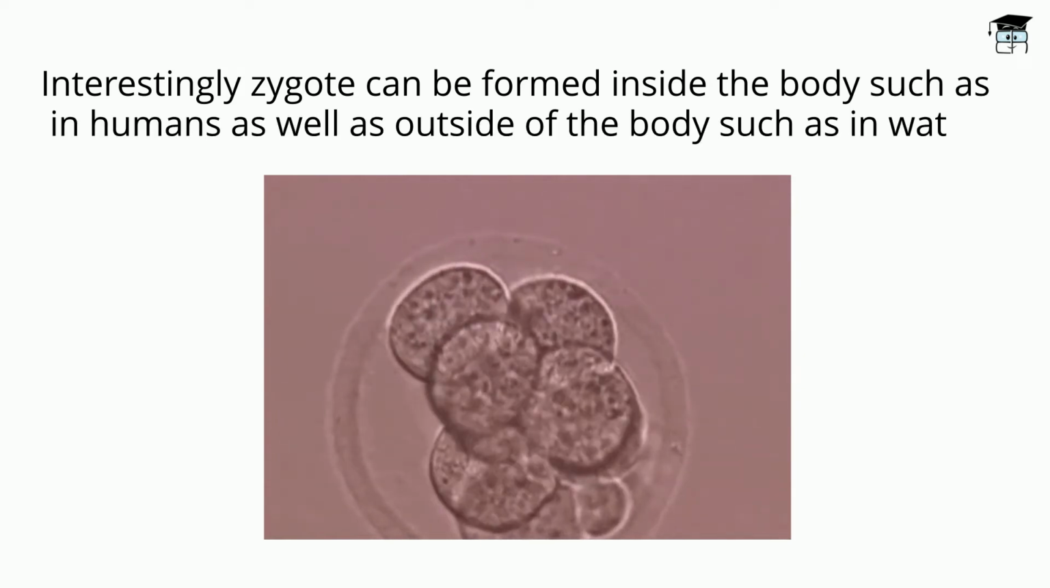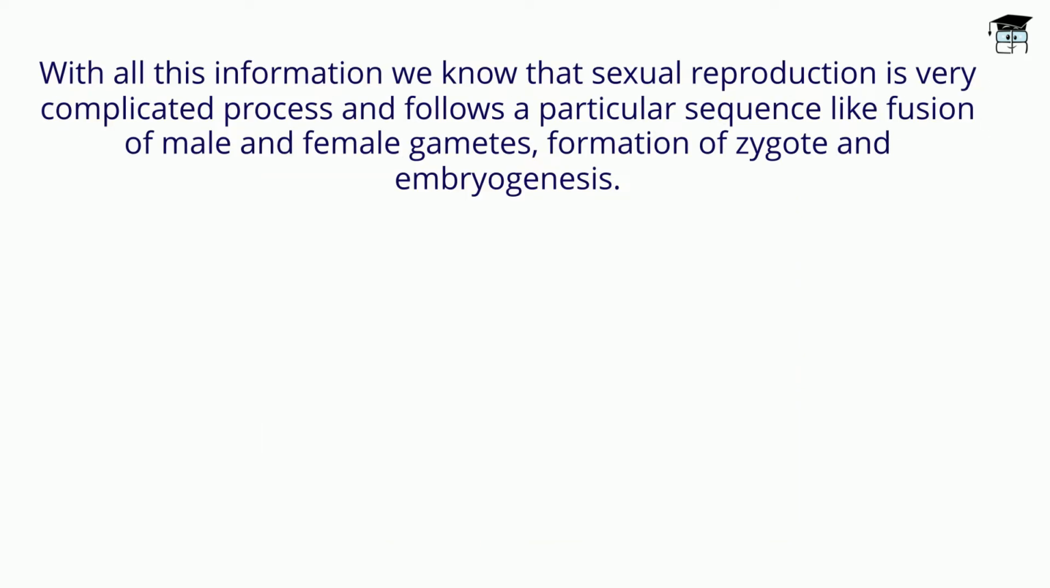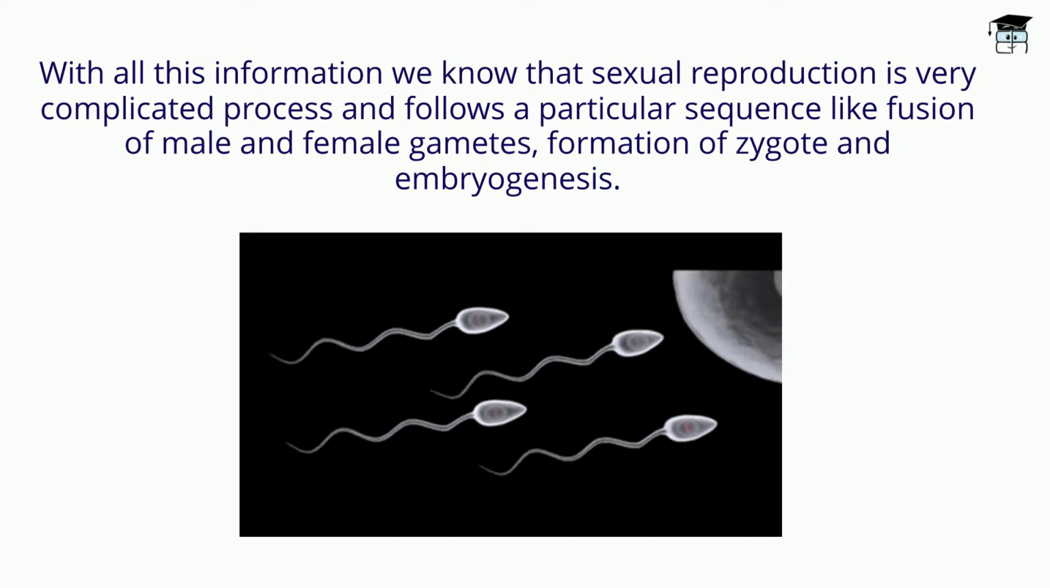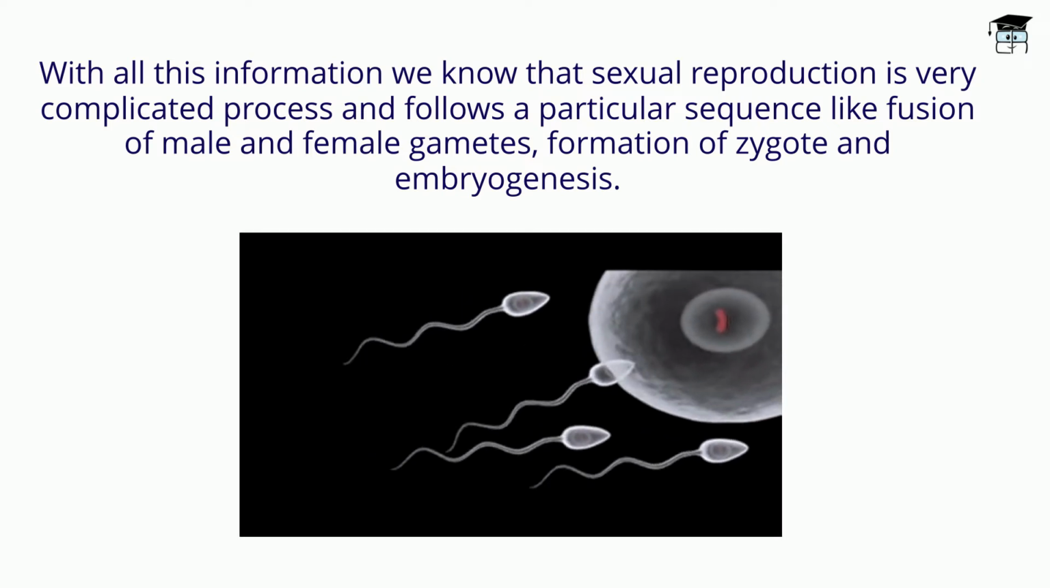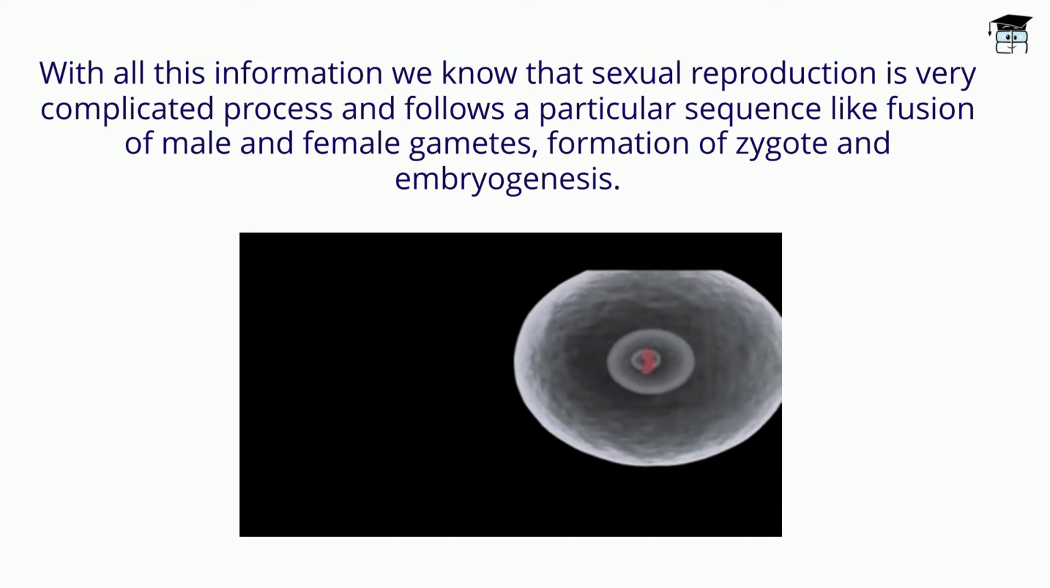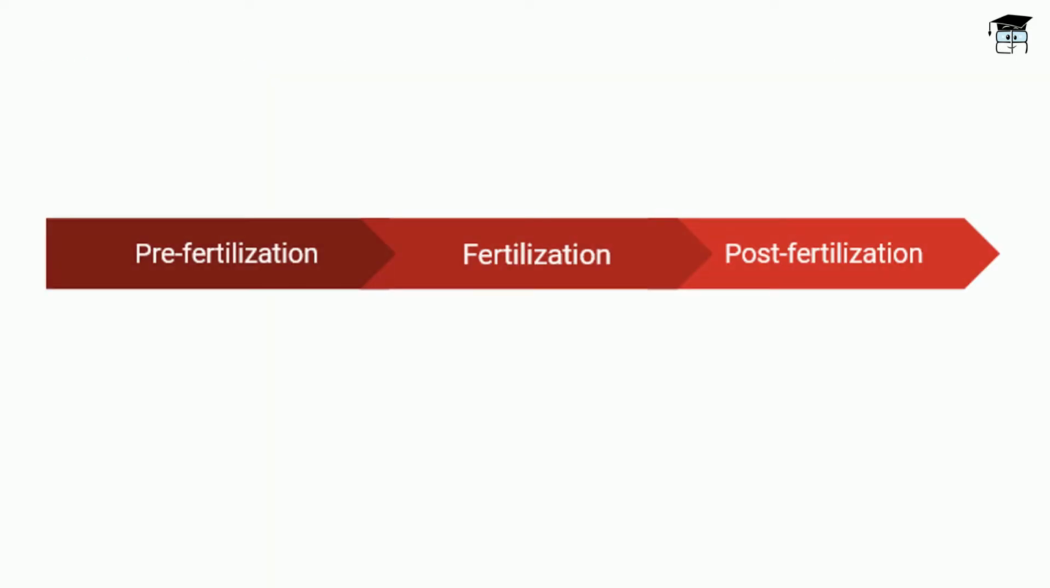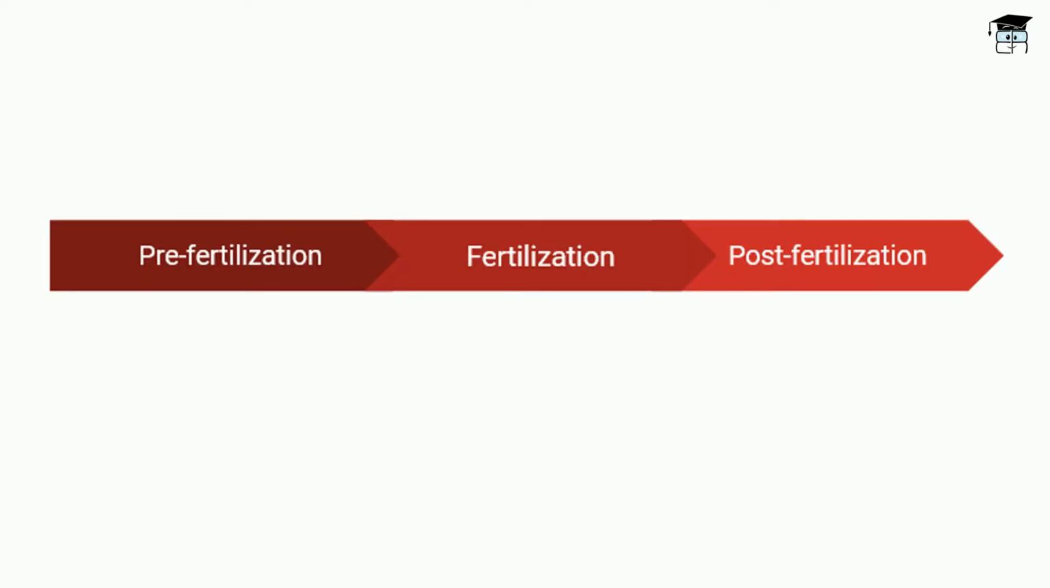With all this information, we know that sexual reproduction is a very complicated process and follows a particular sequence like fusion of male and female gametes, formation of zygote, and embryogenesis. But for ease, we study them under three distinct names such as pre-fertilization, fertilization, and post-fertilization events. Let us understand them as per their name.